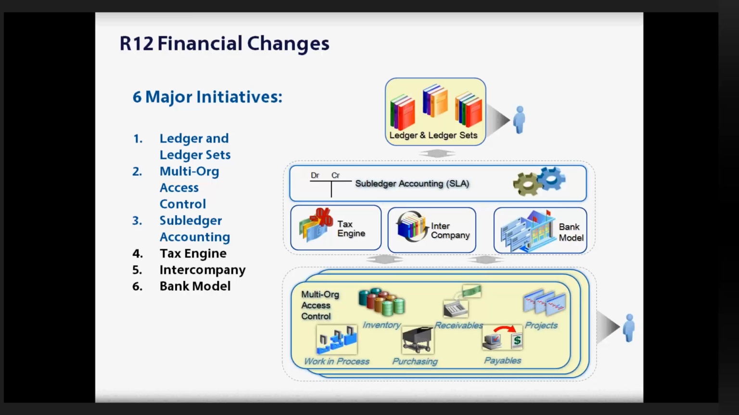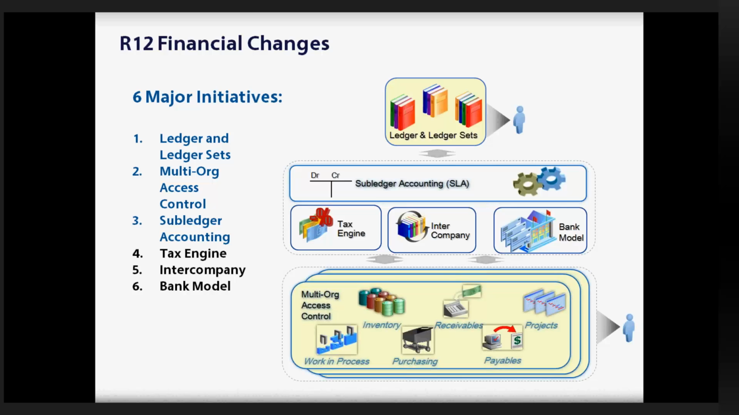Multi-org access control does exactly what it says on the tin. It allows you to view data across multiple operating units if your responsibility allows you to do that. It allows you to input transactions for different operating units too. So again, trying to improve efficiency and make things slicker around the system.